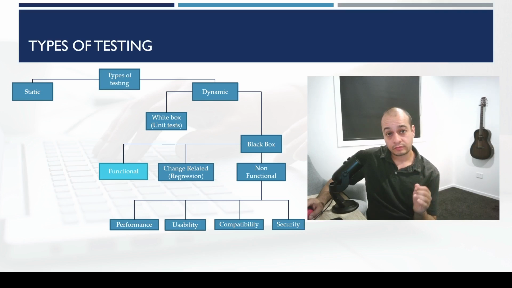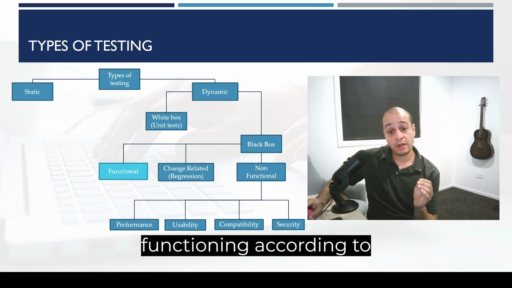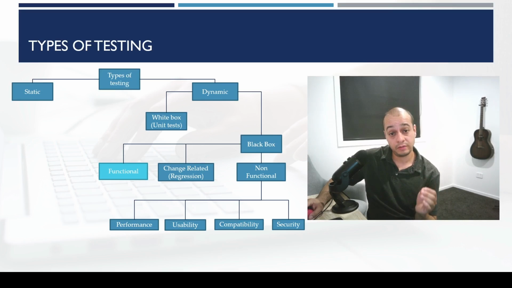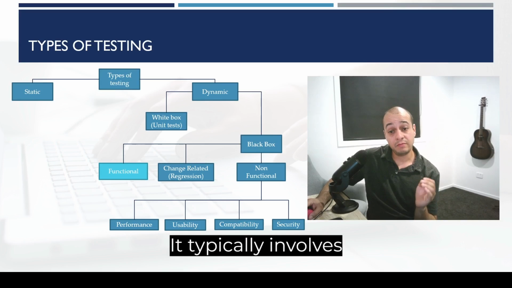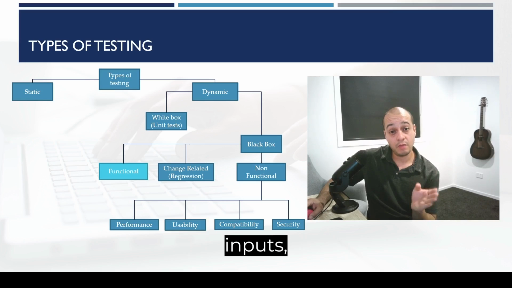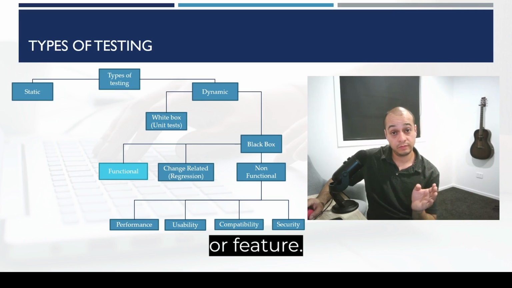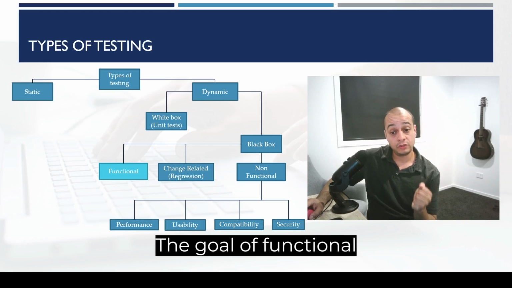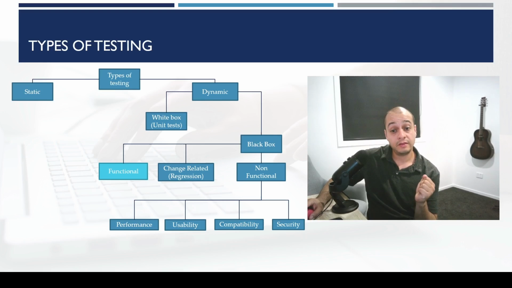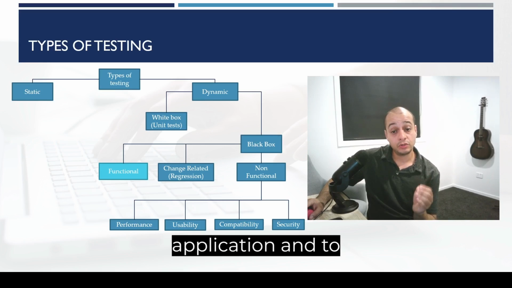So functional. What is functional? It is a type of software testing that ensures that the software system is functioning according to the specified functional requirements. It typically involves creating test cases that cover all possible inputs, outputs, and conditions of a particular function or feature. The goal of functional testing is to identify defects or errors in the software system or application and to ensure that it performs as intended.